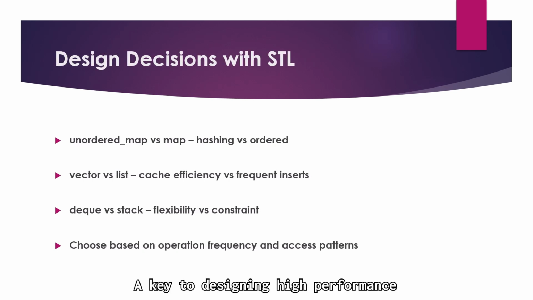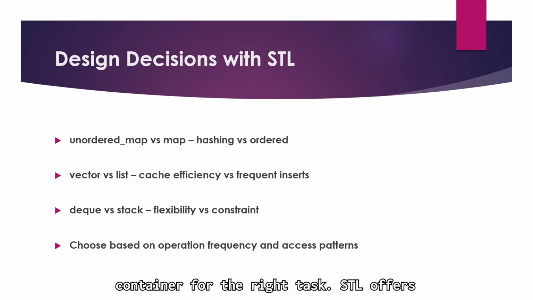A key to designing high-performance applications is choosing the right container for the right task. STL offers many options, and understanding the trade-offs between them can significantly impact our application's efficiency. For example, unordered_map is faster for lookup operations than map because it uses hashing instead of sorting, but it does not maintain the order of elements.